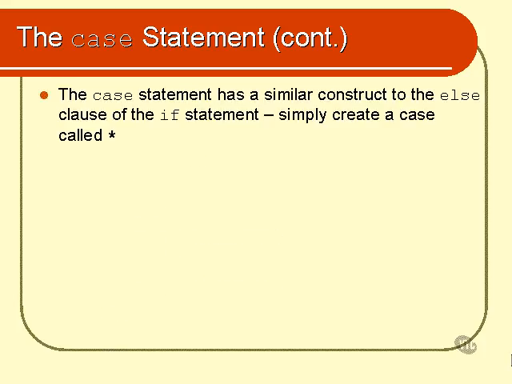So this is somewhat similar to the else clause of the if statement, when you want to have a piece of code that is run if the value of the variable that you're matching doesn't match any of the above cases. In that circumstance, you simply create a case called asterisk or star. It looks like this.